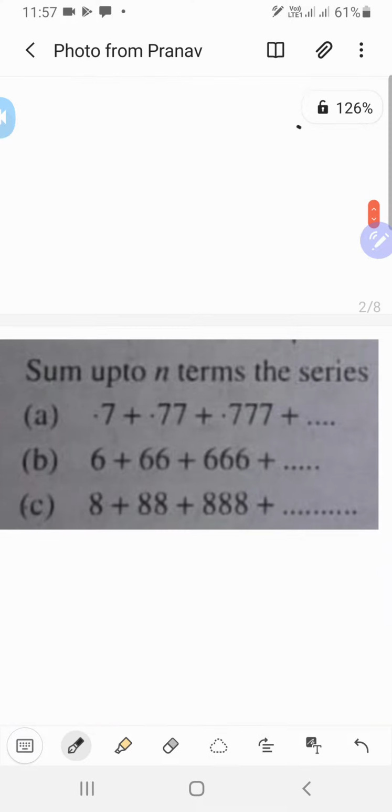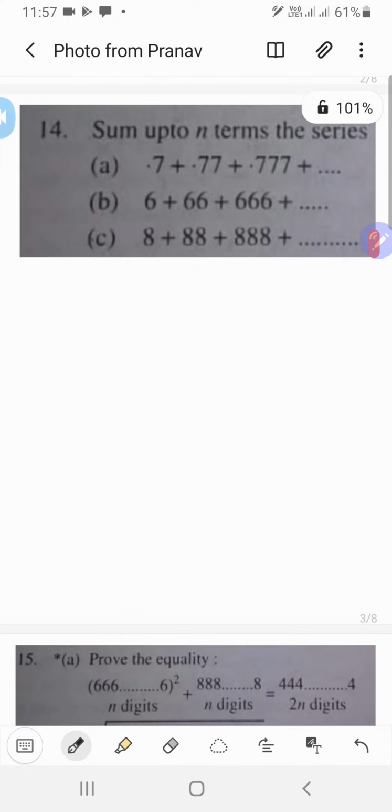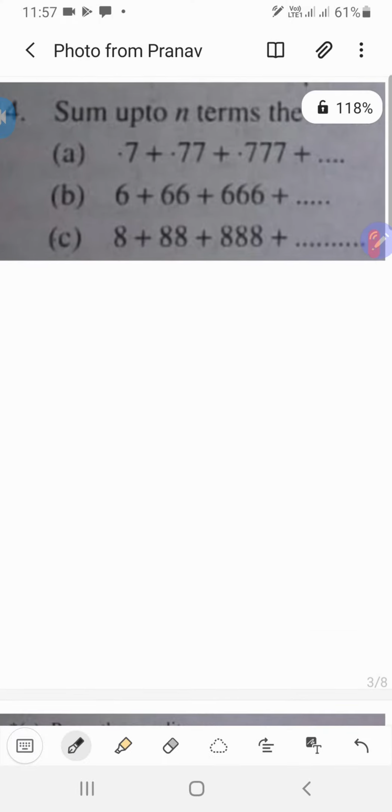Whatever, let's move to the next question. Sum to n terms of the series 0.7 plus 0.77 plus 0.777. Okay, so yeah, this is a very standard thing to do. This is just 7. So let's do the A question first.